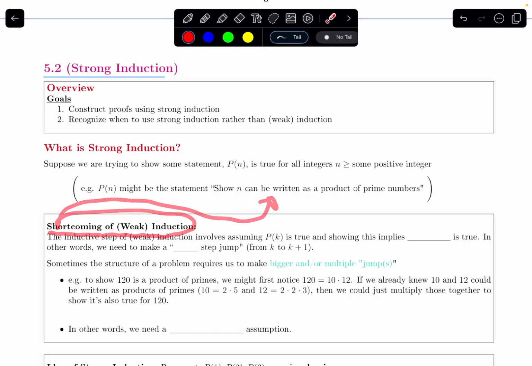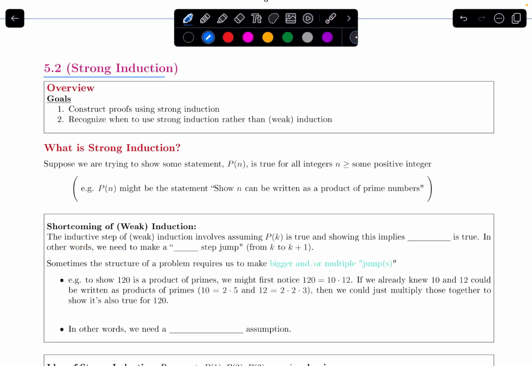show something like this. So the inductive step of weak induction involves assuming that P of k is true and showing that this implies that P of k plus 1 is true. That it's going to be true for the next integer up, k plus 1. In other words, we need to make a one-step jump from k to k plus 1. But sometimes the structure of a problem requires us to either make a bigger jump or multiple jumps. So why is this the case with this example?